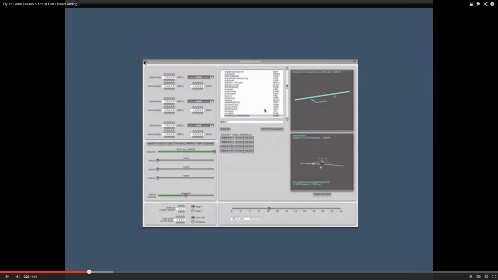Where is my quick flight setup? Under settings, on the instructions. Yeah, we have the instructions. It's under settings. Okay, we'll go there. Good. Thank you. You're welcome. I got you on the plugin.